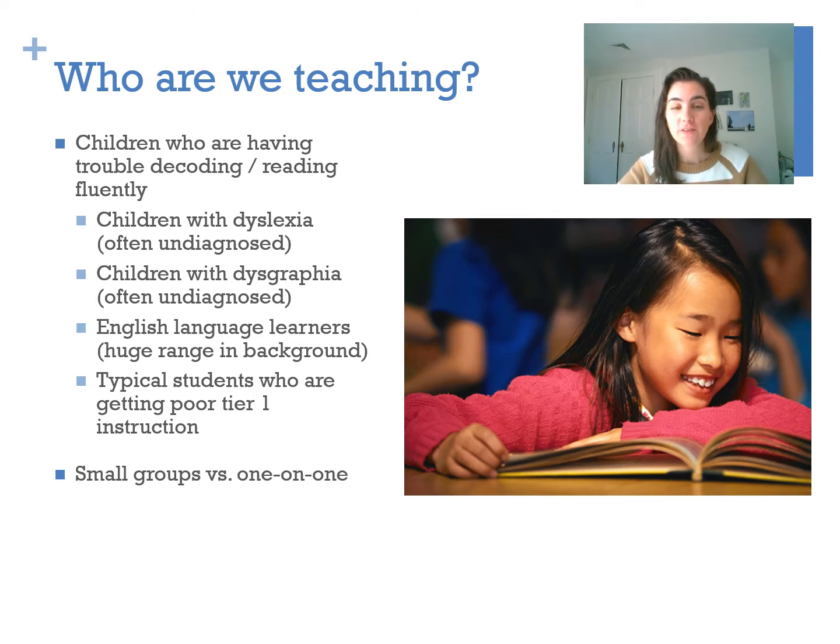We're also here to serve typical students who are getting poor Tier 1 instruction. So they might be neurologically fine and there's no reason they should be struggling with reading, but because of the model of reading instruction that's used in the school, they are struggling. And so they end up in Tier 2, not because of a neurological deficit, but just because curriculum has failed them. We might be doing our teaching in small groups or one-on-one. When you're working in a school, it's almost always small groups. Occasionally there are one-on-one situations, but usually that's just for special ed.